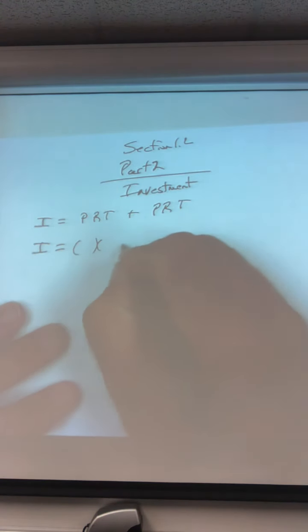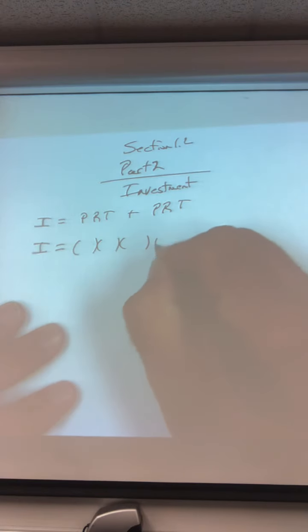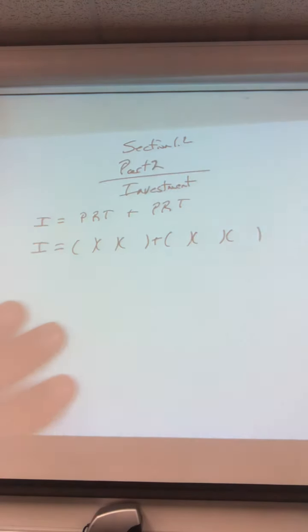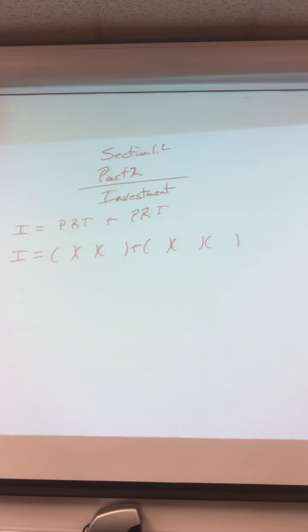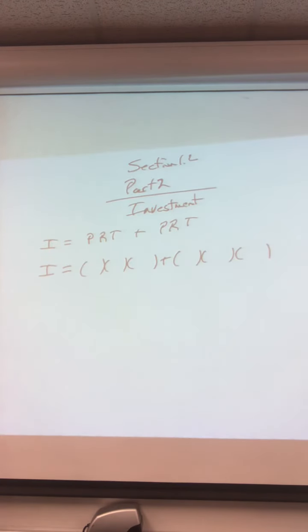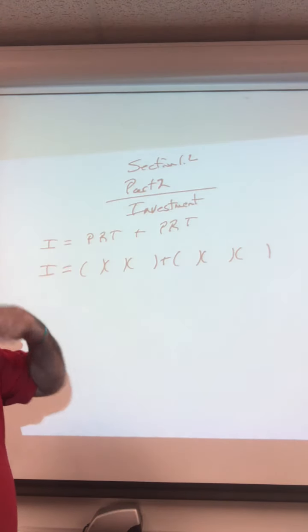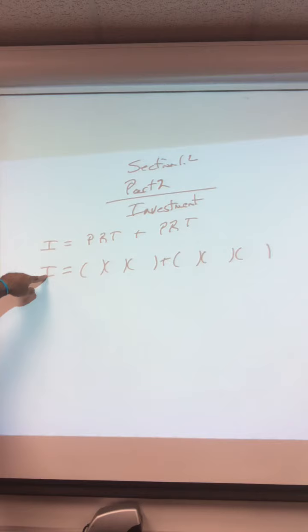So I've got these 6 spots to fill. Make sure you can see all of those. All right, so I've got these 6 spots to fill. We're looking for total interest. So you're not going to put anything in for that. That's what we're looking for.